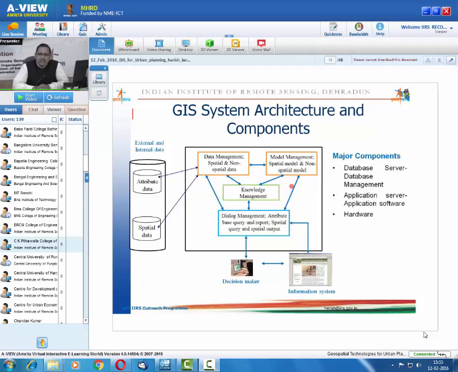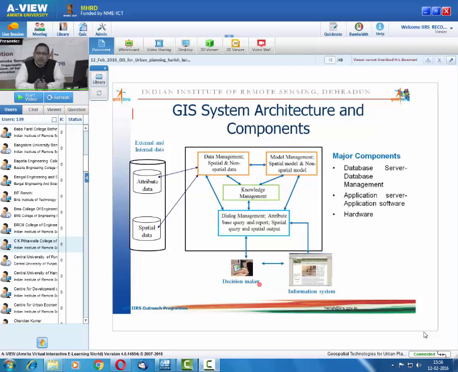Once all these things are integrated together, you can set up a dialog management system. You can have an analysis system, like an attribute based query. You can have a location based query, and also you can generate reports in the form of tables. You can generate reports in the form of graphs. You can also generate reports in the form of maps. On the basis of these reports and outputs, you can have the information system, and also you can have the decision support system for the decision makers and planners.